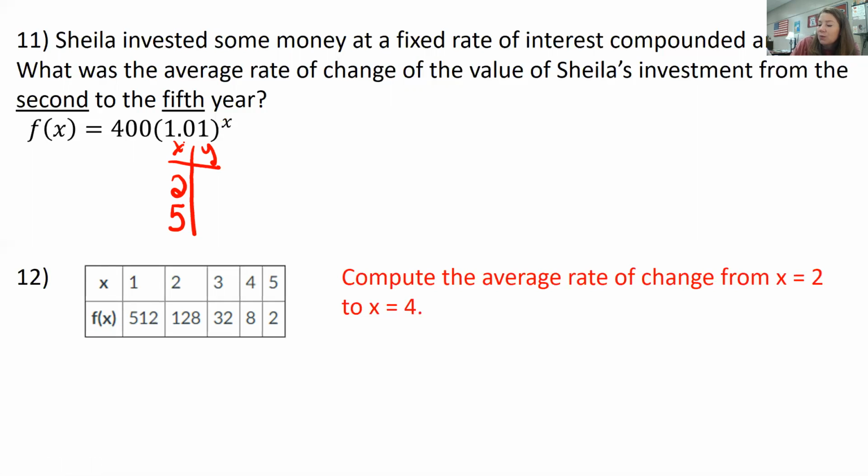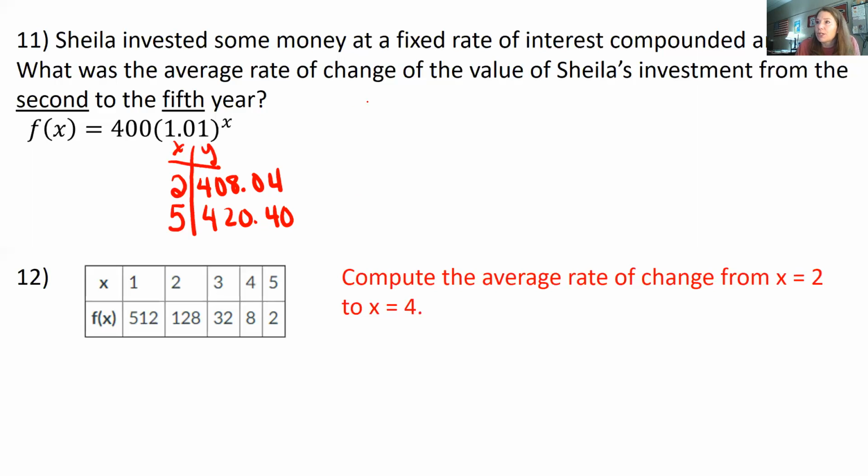400 times 1.01 raised to the second is equal to 408.04. And then we're going to plug in a 5. So 400 times 1.01 raised to the 5th power is 420.40 approximately. So now we have to find the average rate of change.